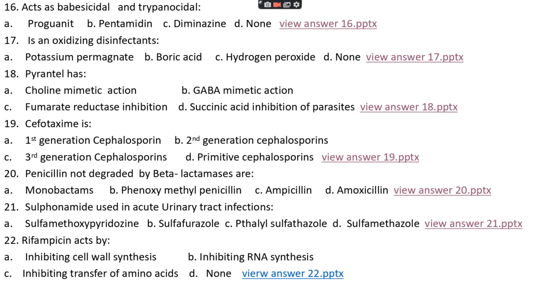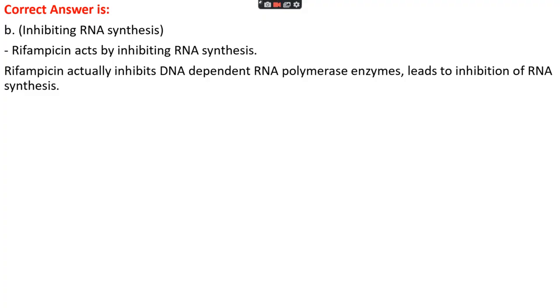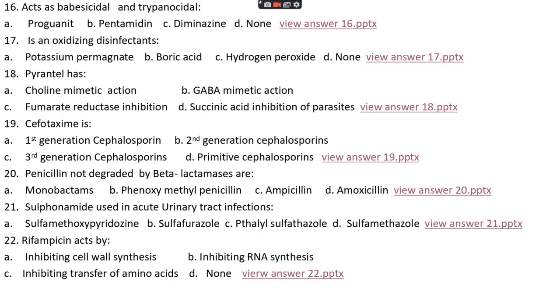Question number 22. Rifampicin acts by: option A, inhibiting cell wall synthesis; option B, inhibiting RNA synthesis; option C, inhibiting transfer of amino acids; or option D, none. The right answer is option B, that is inhibiting RNA synthesis. Okay, rifampicin actually acts by inhibiting DNA dependent RNA polymerase enzyme, which leads to inhibition of RNA synthesis.